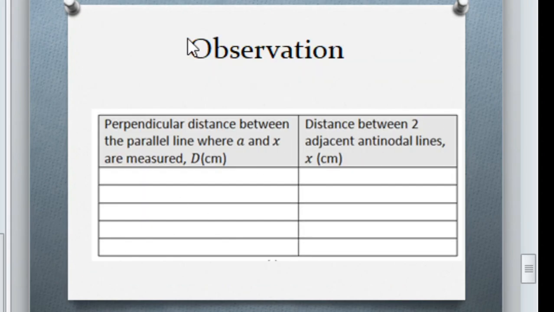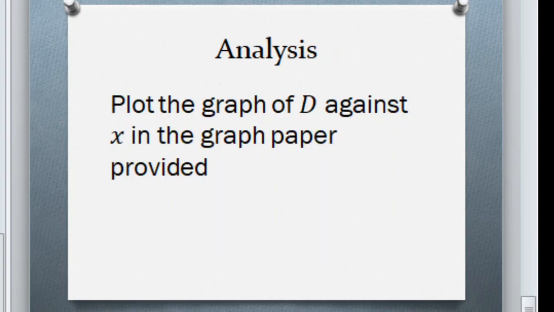This is our observation. The distance between the loudspeaker and the parallel line of X starts at 30 centimeters, then 40, 50, 60 to 70. Then we determine the distance between 2 adjacent antinodal lines, X. Lastly, we will analyze by plotting the graph of D against X.